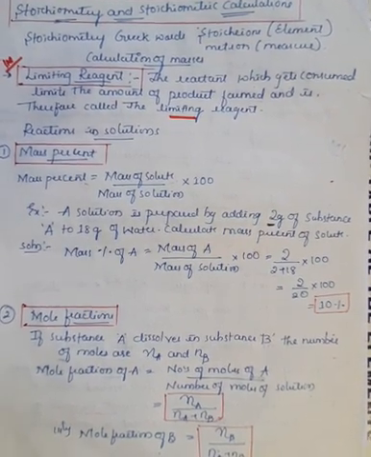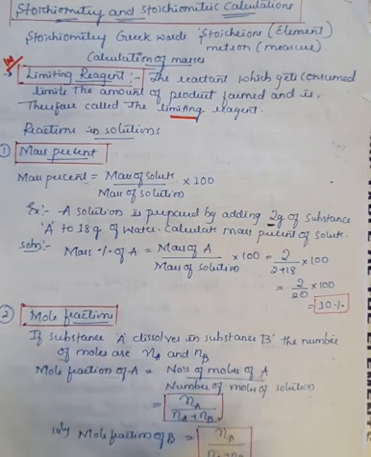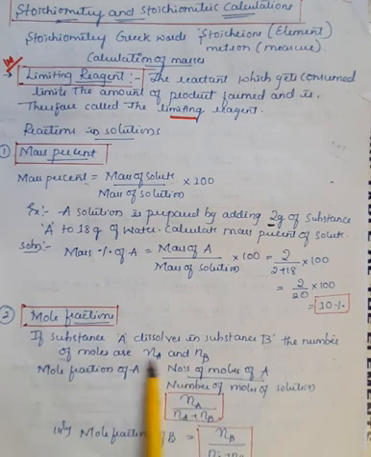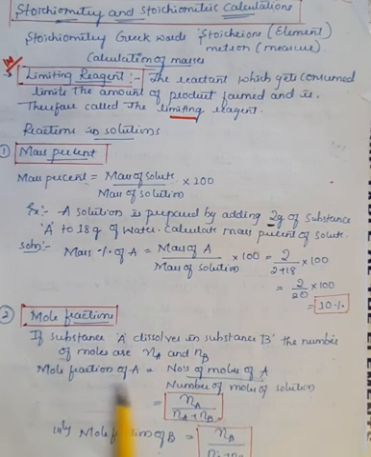Mole fraction means if a substance A is dissolved in substance B, the number of moles are Na and Nb. Therefore the formula for mole fraction of A is equal to number of moles of A divided by number of moles of solution. For example, here I will give what is mole fraction.